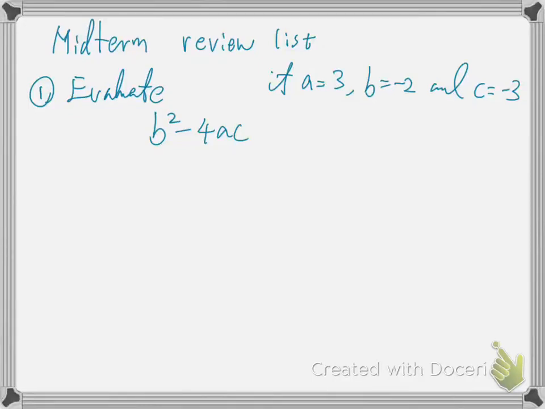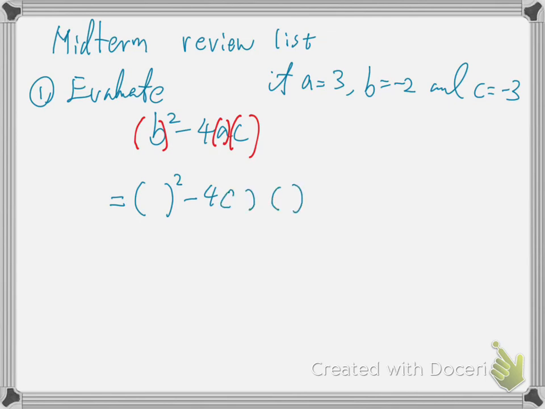Okay, so this is the first question of the midterm review list. We want to evaluate b squared minus 4ac if a is 3, b is -2, and c is -3. For this kind of question, the parentheses for each letter are very important. You put a small parentheses around every letter, and then you copy the structure, and then put the number.